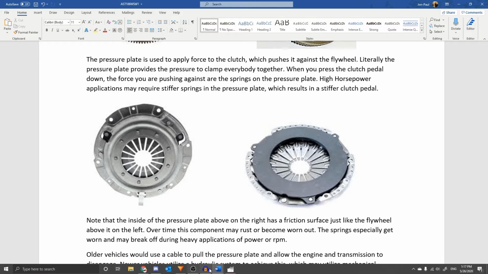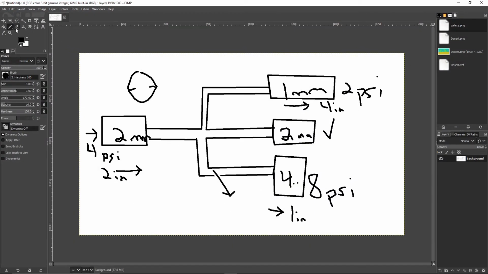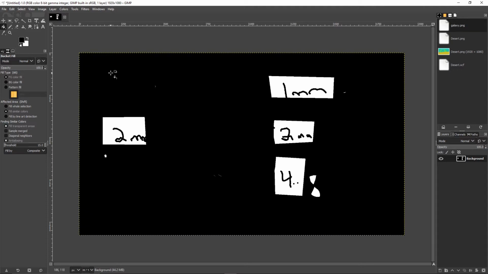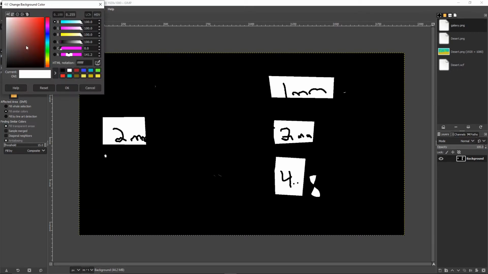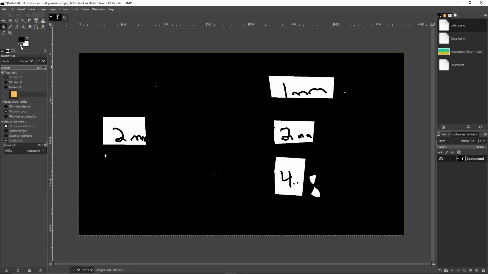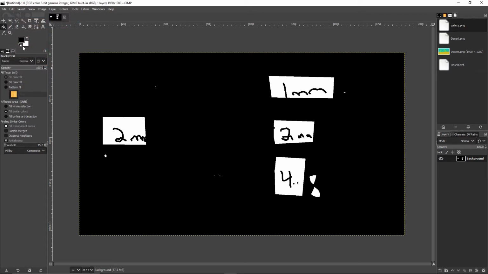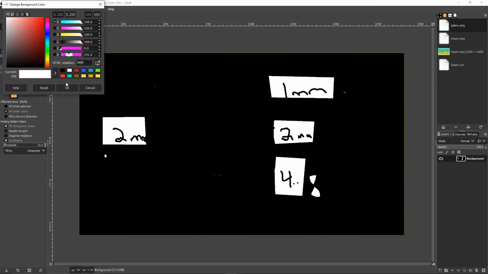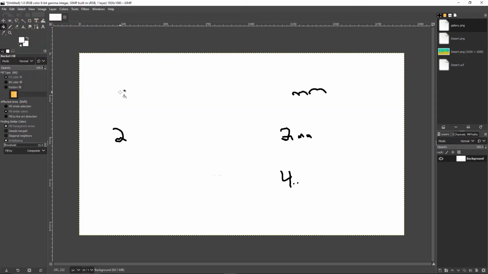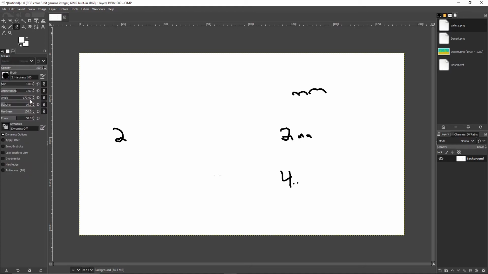And it's rather difficult to explain. White. We want white. Give me white. Why do you hate me? What am I doing wrong? Who's good at GIMP? White. Okay.